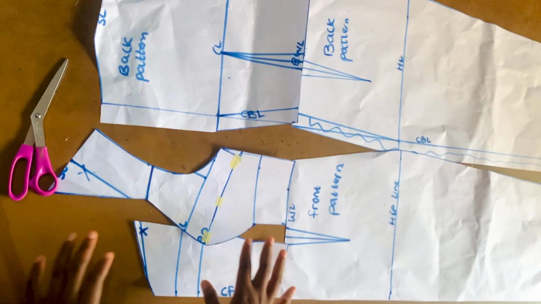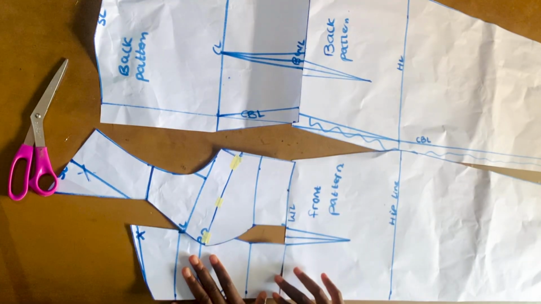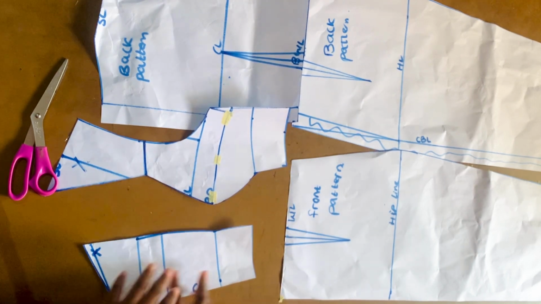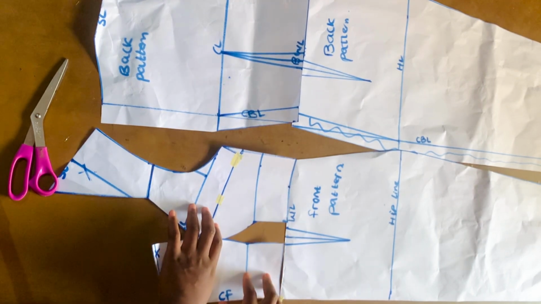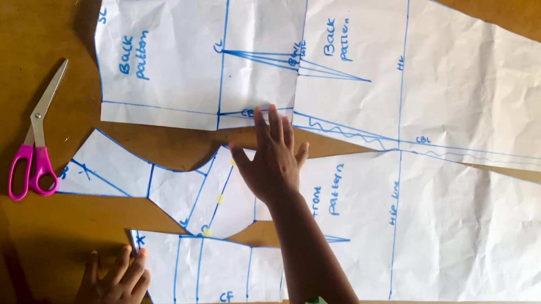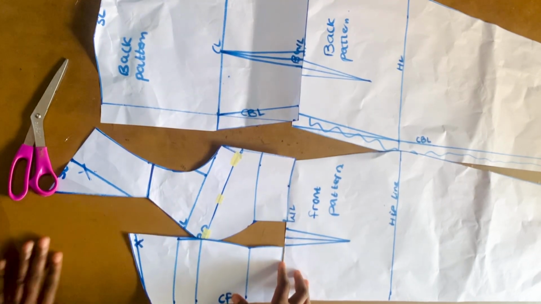So guys, this is it for the pattern drafting of the front and the back of this dress. So I'm going to cut it out on my fabric now and add all the necessary allowances to it. But before I do that, I'm going to show you how to cut out the sleeve. So I'm going to be using a short sleeve for this dress.